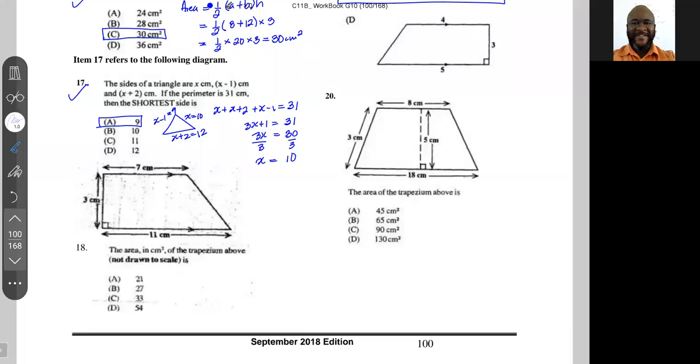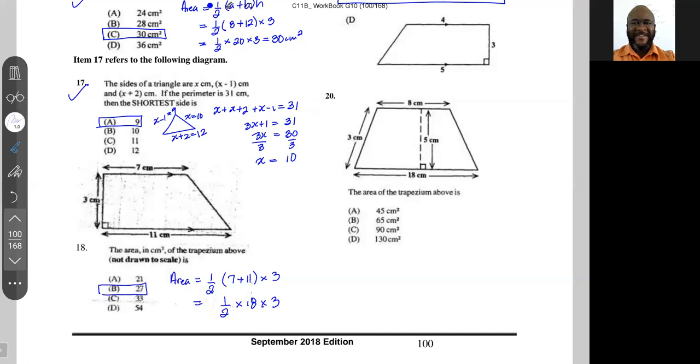All right, question 18 and 20. Question 18 says, the area in centimeters squared of the trapezium above is. So the area of the trapezium would be a half of the sum of the parallel sides. So that's 7 plus 11 times the height, which is 3. So this is a half of 18 times 3. The answer is 27. 18, the answer is 27.